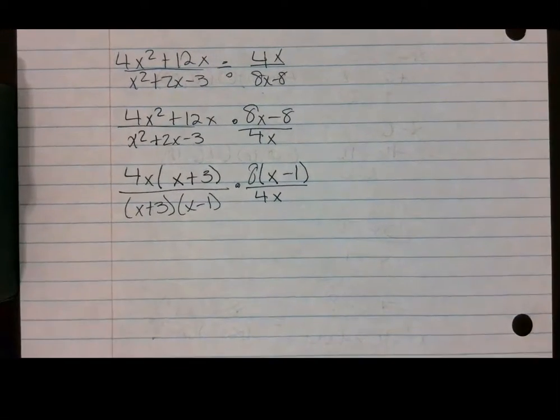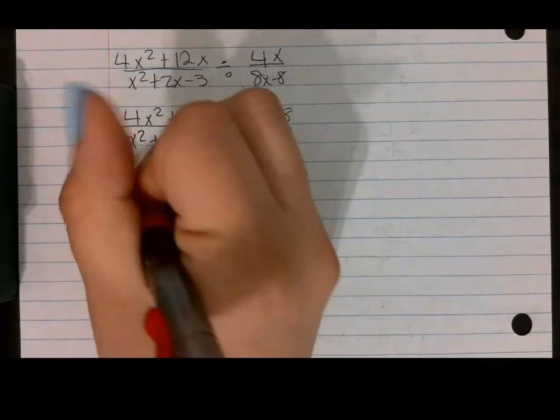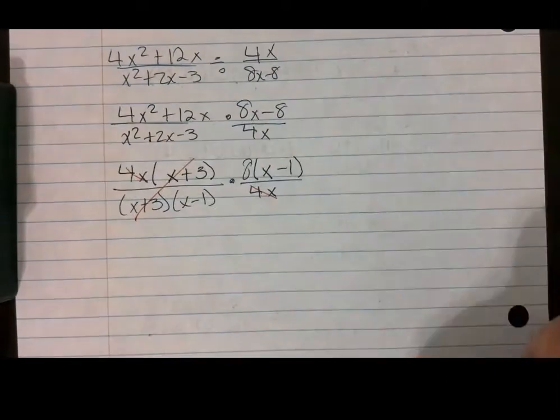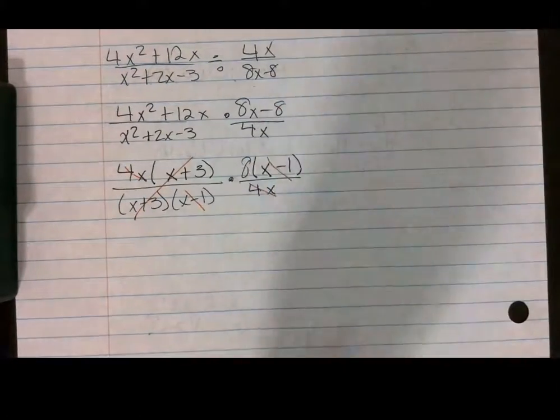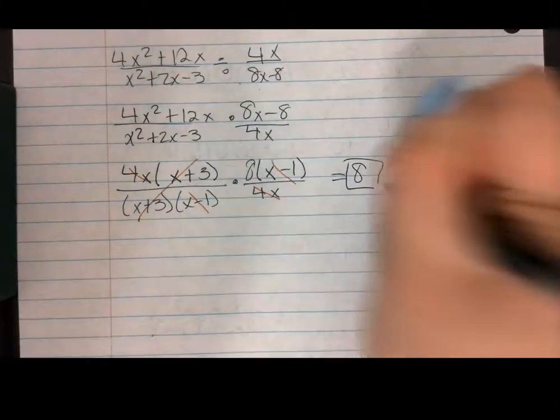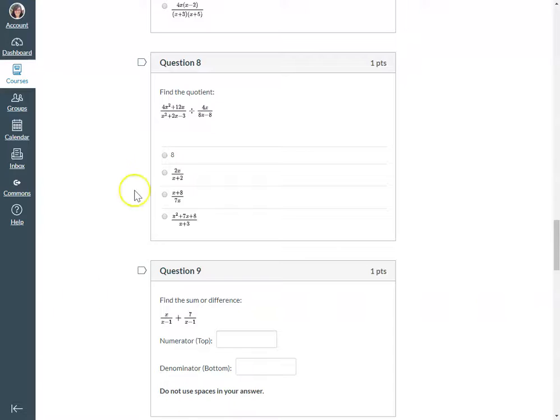So then I want to cross out things I have in common. I have a 4x on the top and bottom. I have an x plus 3 on the top and bottom. And I have an x minus 1 on the top and bottom. So I am left with just the number 8. If I go back to my practice test, I just want the number 8.